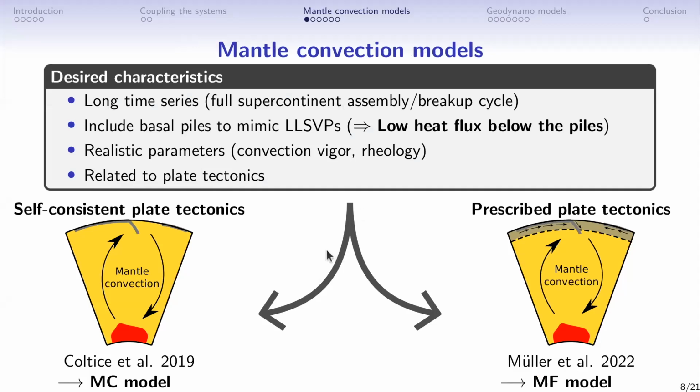And for that, as I said, we have two different models. One of them is producing plate tectonics self-consistently without being forced at the surface. I will call it the MC model in the following. And the other one is driven at the surface by a plate reconstruction. I will call it the MF model in the following.